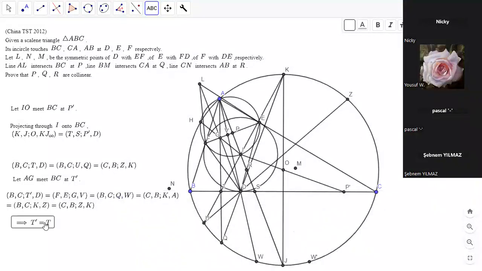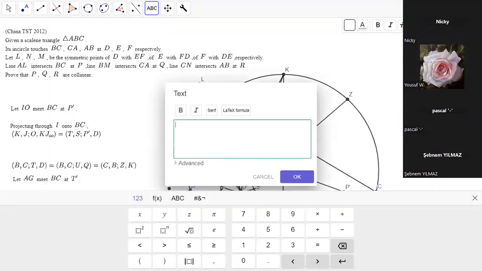And once we know that, then we can project through A onto DL. And so projecting through A onto DL, it's a lot of projections.